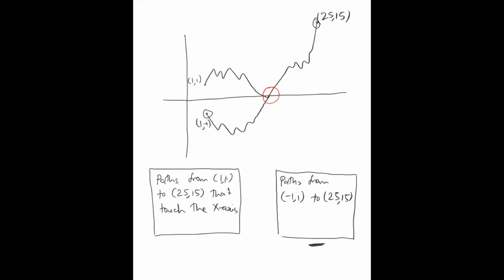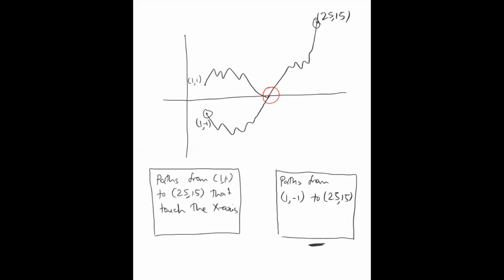Sorry, I messed up, it should be 1 comma minus 1. I'm wrong there. Let me just see if I can erase this. Yes, so we've got 1 comma minus 1. Sorry for that. So we have got these two boxes.